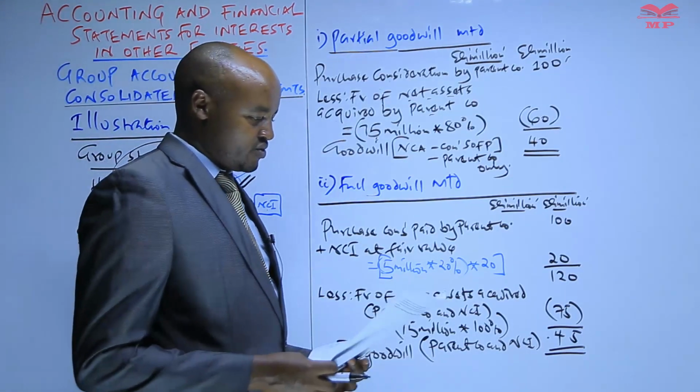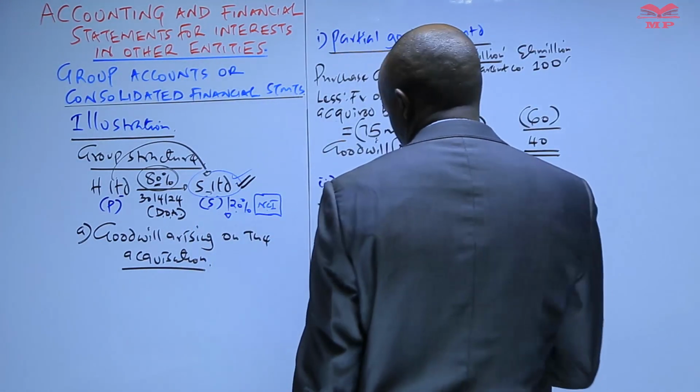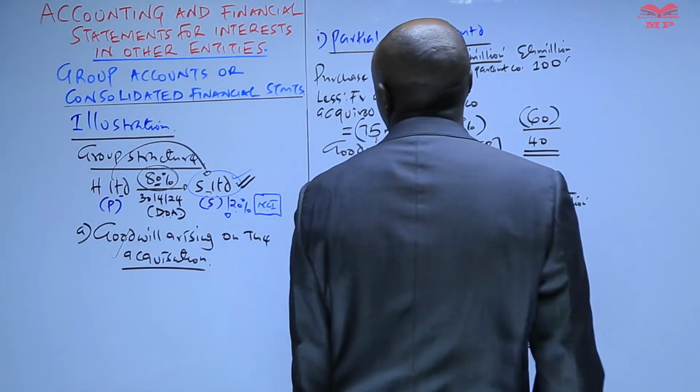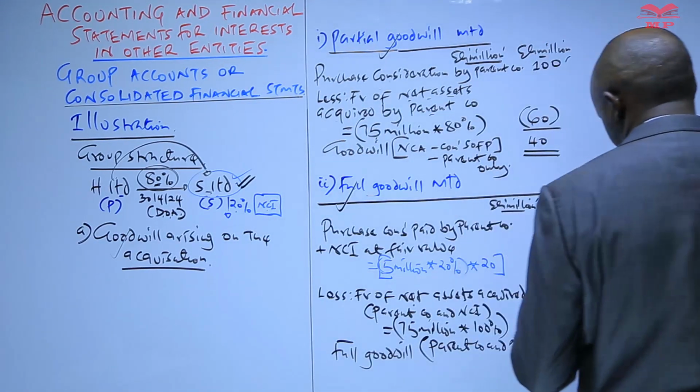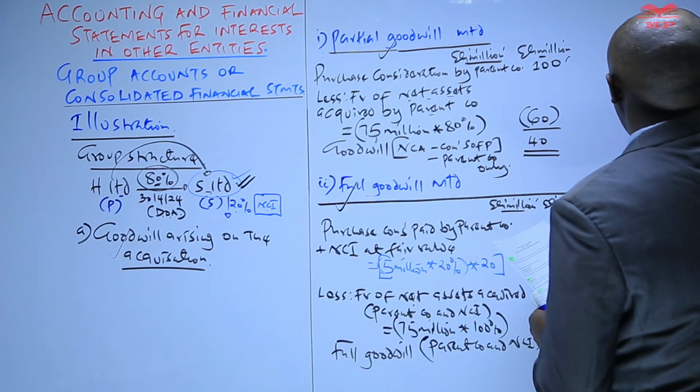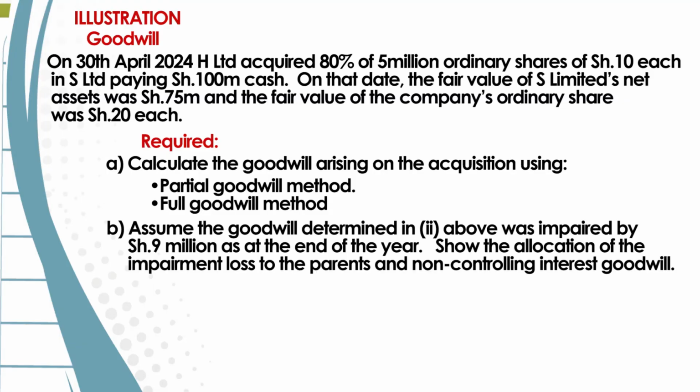So that is it. That's what was required in part A of that particular question. You determine the goodwill arising from acquisition using the partial and also the full goodwill method. And then part B of that particular question reads, assume that the goodwill determined in Roman 2, that is the goodwill determined using the full goodwill method here, was impaired by 9 million at the end of the year. So what you're required to do is to show how that impairment loss will be allocated to the parent and also the NCI goodwill.